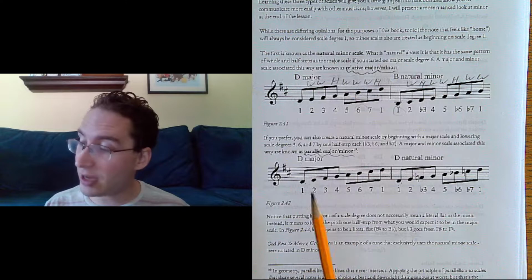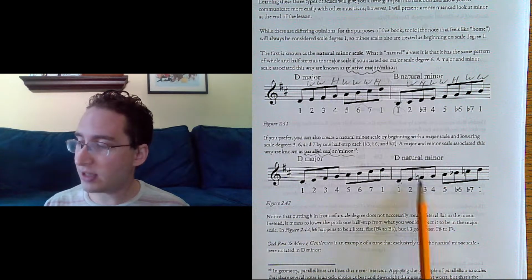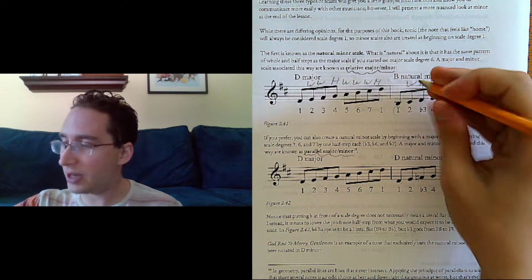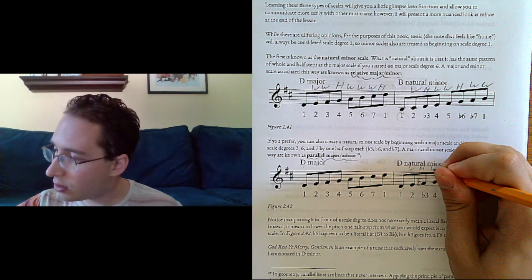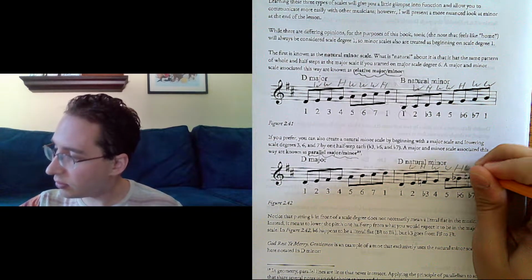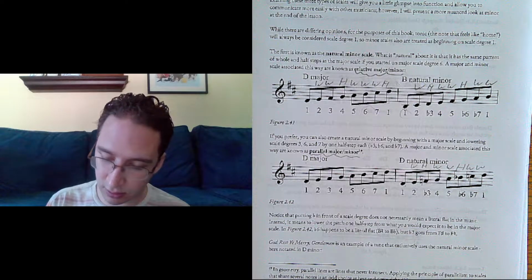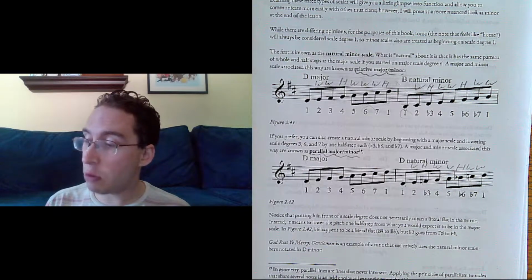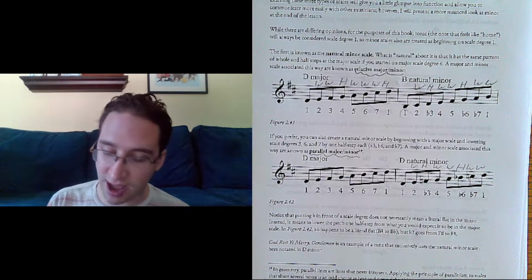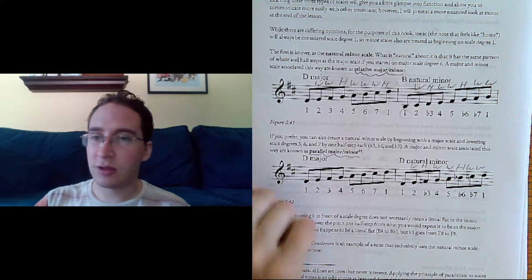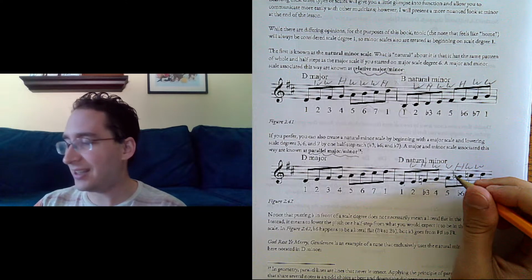Anyway, parallel major and minor start on the same note, but add some different accidentals on notes to create the same pattern of whole and half steps. So it's the same pattern: whole, half, whole, half, whole. There we go. So here's D major again. And now we've lowered the third, sixth, and seventh scale degrees by one half step, and we get this. So now you'll notice you have one flat in this scale.